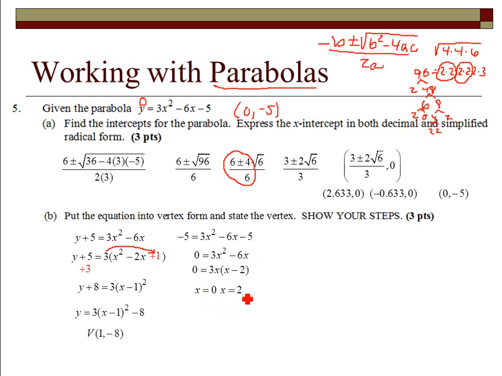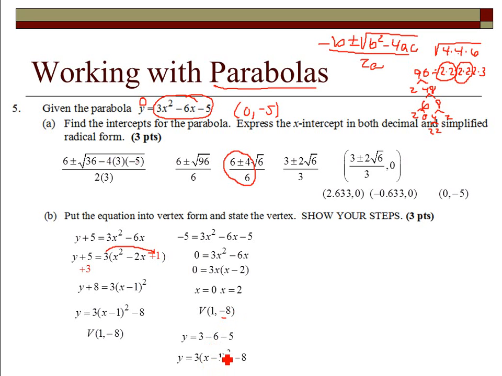Halfway in between those is where my vertex occurs. My vertex is going to occur at 1, comma, something. To find out what that something is, I'm going to take 1 and plug it all the way back into my original equation up here. So if I plug in 1, I get 3 minus 6 minus 5. That equals -8. Then finally, if I did it this method, I still got to state what the vertex form is. So my vertex is at 1, -8.